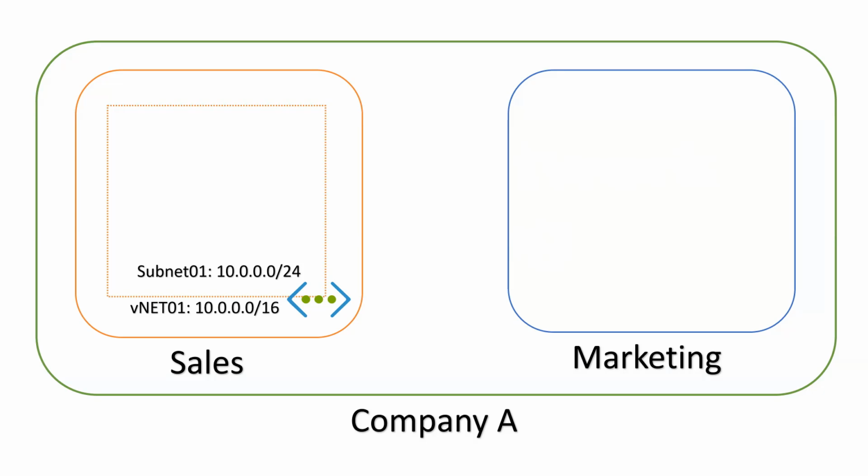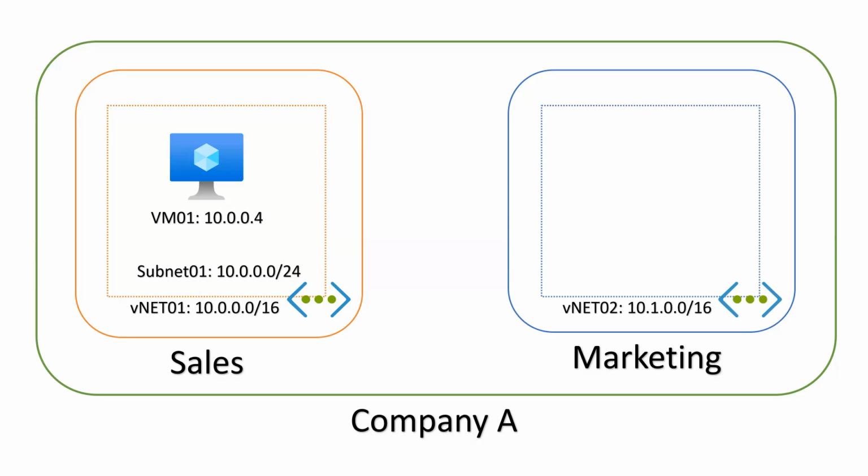and the subnet range is 10.0.0.0/24. Within subnet 01, he is also creating a virtual machine with the name of VM01, and the private IP address assigned to the virtual machine is 10.0.0.4. Similarly, he is also creating a virtual network in the marketing department with the name of vnet02, and the IP range is 10.1.0.0/16.